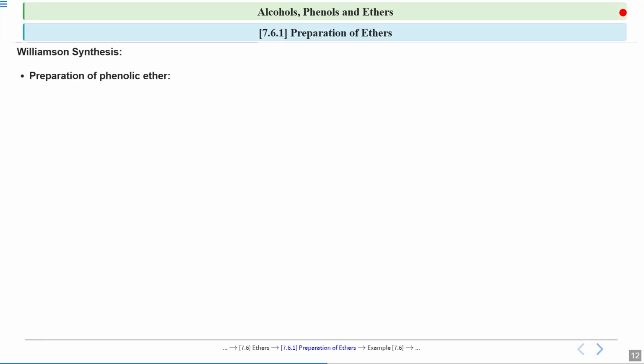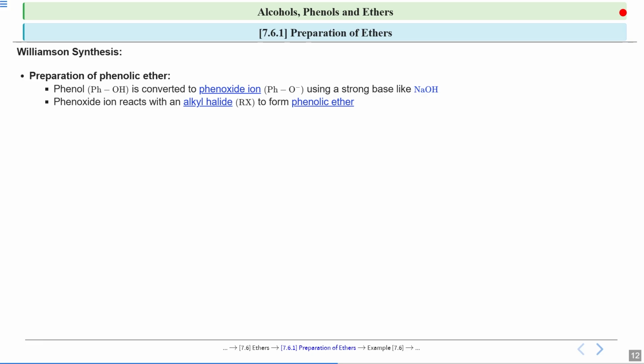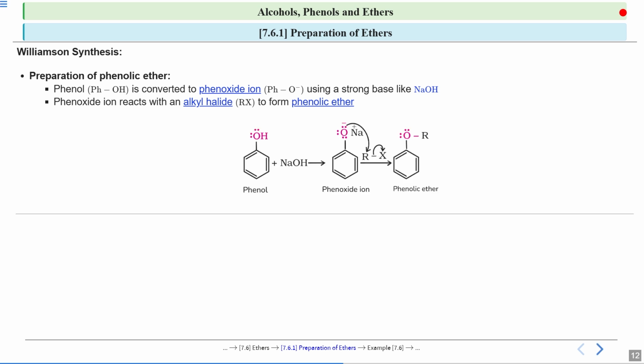Now, preparation of phenolic ether. Now look at this reaction. In this reaction, your phenol, in which the OH group is directly attached to your benzene ring, is converted to phenoxide ion using a strong base like NaOH. Then this phenoxide ion reacts with your alkyl halide and you get a phenolic ether.